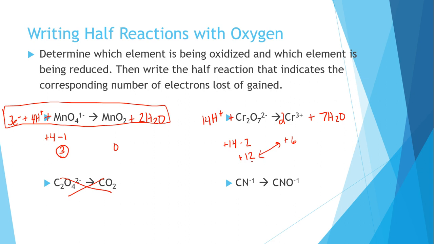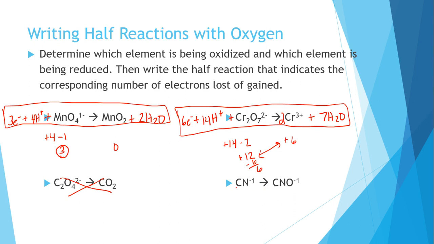So again, you're going to put the electrons on the most positive side. So how do you get from 12 to 6? You're going to add 6 electrons to bring that number down. So here, this would be your balanced half reaction.